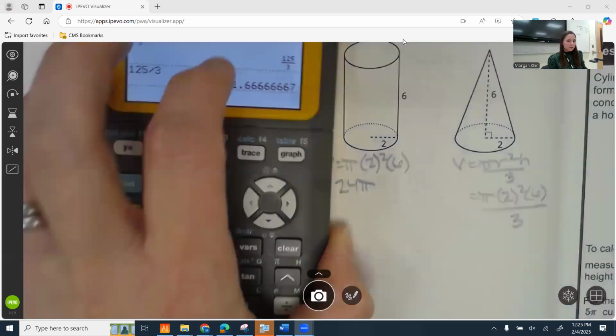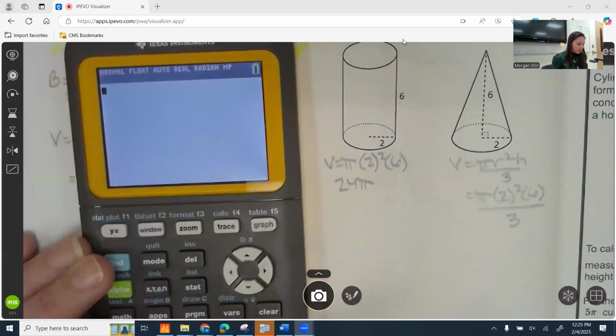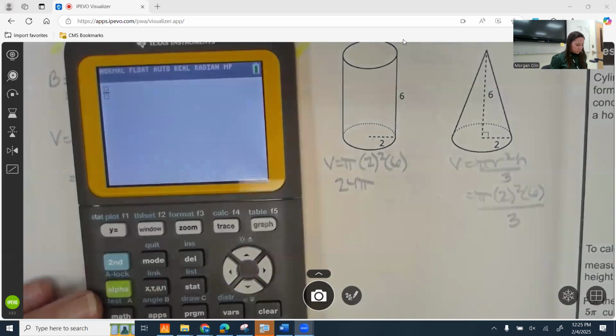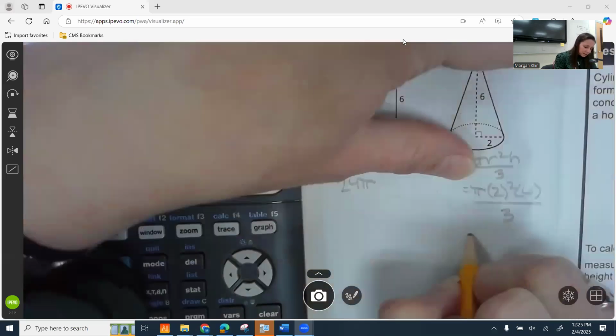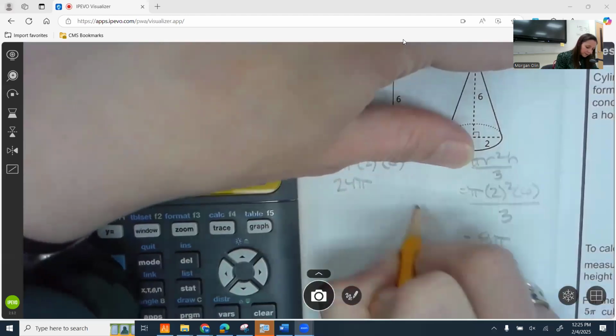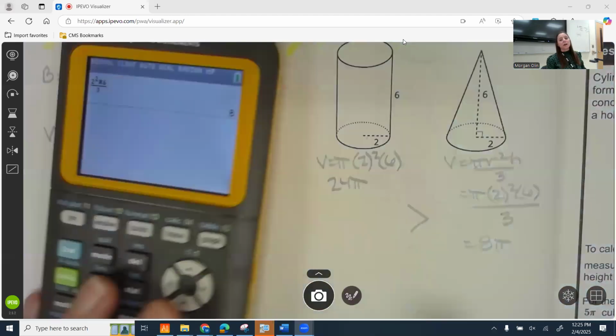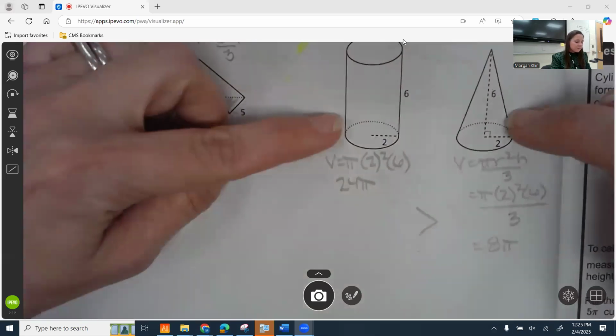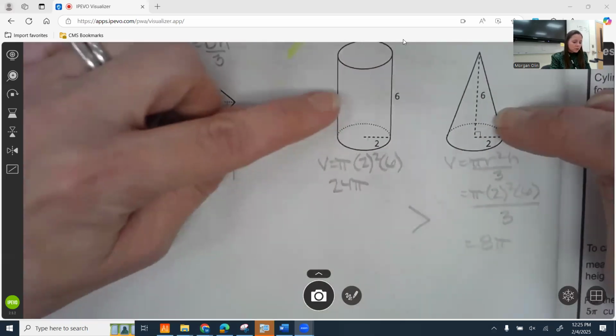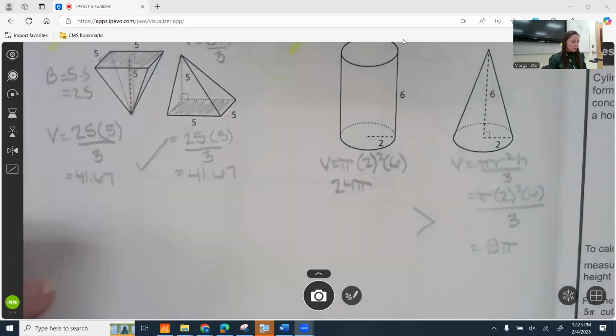So just plug in the numbers. 2 squared times 6, and then divide by 3, and I get 8. This equals 8 pi. And obviously, the cylinder has a larger volume than the cone. When they have the same dimensions, the cylinder is always going to be larger than the cone.